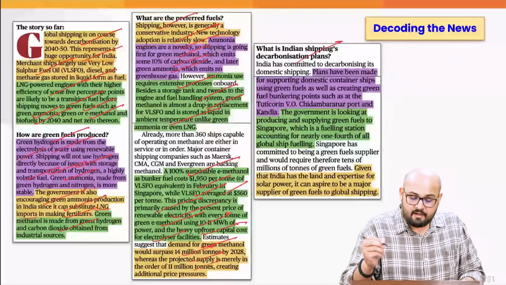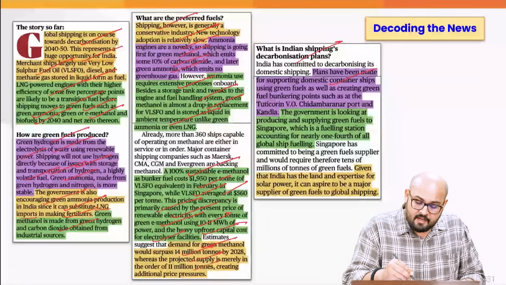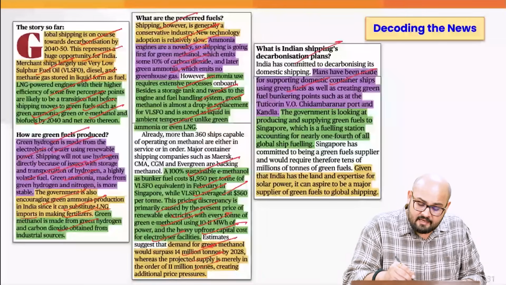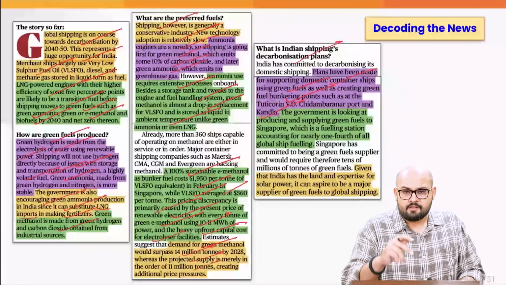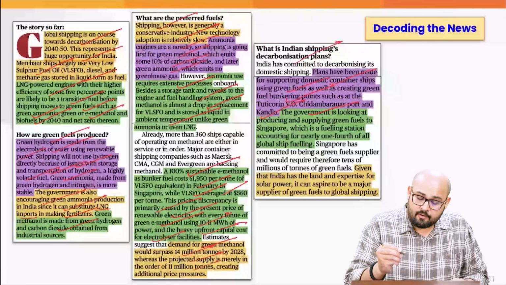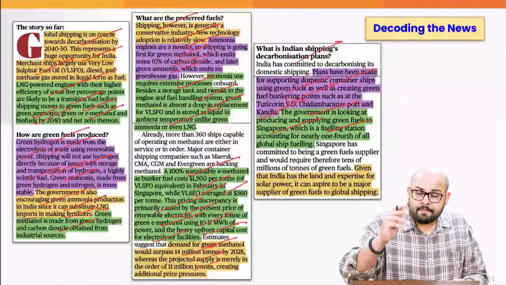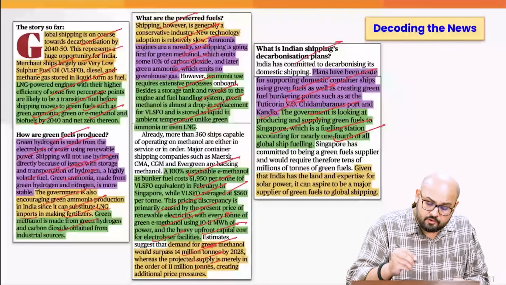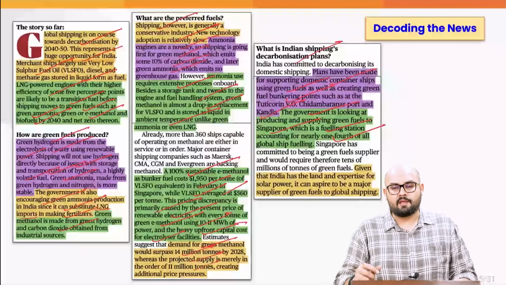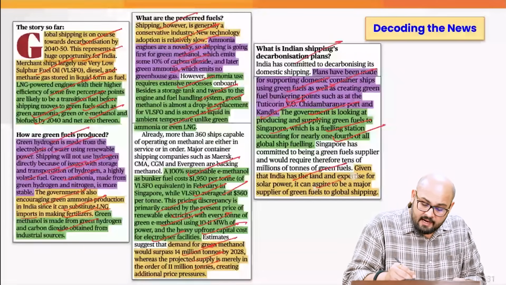What are India's shipping decarbonizing plans? Plans have been made for supporting the domestic container ships using green fuels, as well as creating green fuel bunkering points such as Tuticorin Port and Kandla Port. So we are planning to come up with these facilities in these ports, right? The government is looking at producing and supplying green fuels to Singapore, which is a fueling station accounting for almost 1/4 of all global ship fueling, right? Given that India has the land and expertise for solar power, it can aspire to be a major supplier of green fuels to global shipping.